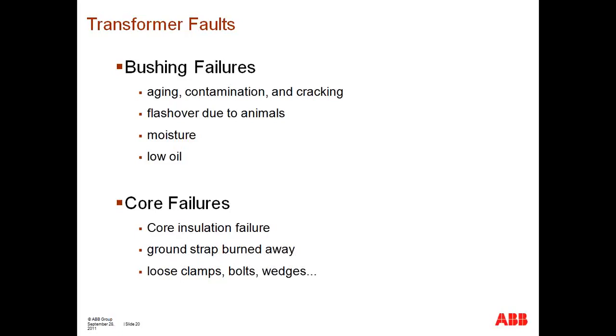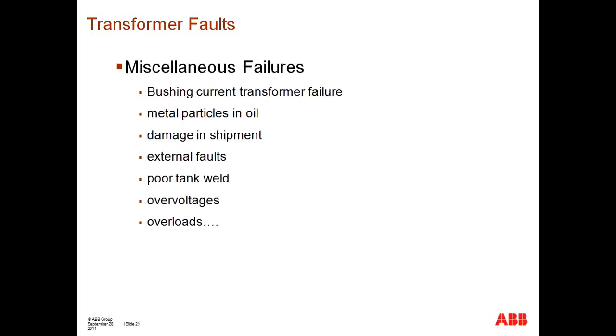And then you also have actual physical damage of the bushing, due to earthquakes, objects thrown at the bushings, and so on. Core failures: you could have core insulation failures, similar to what we discussed with the windings, ground strap being burned away, loose clamps, bolts, wedges, and most of these are the result of the mechanical movement due to mechanical forces involved with magnetic forces involved with high fault currents.